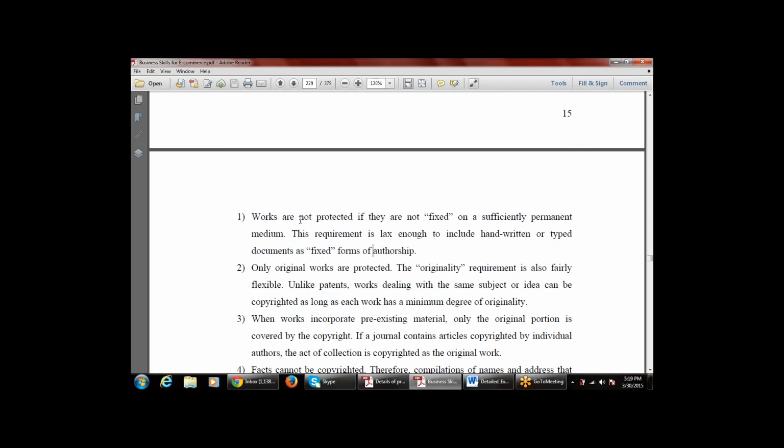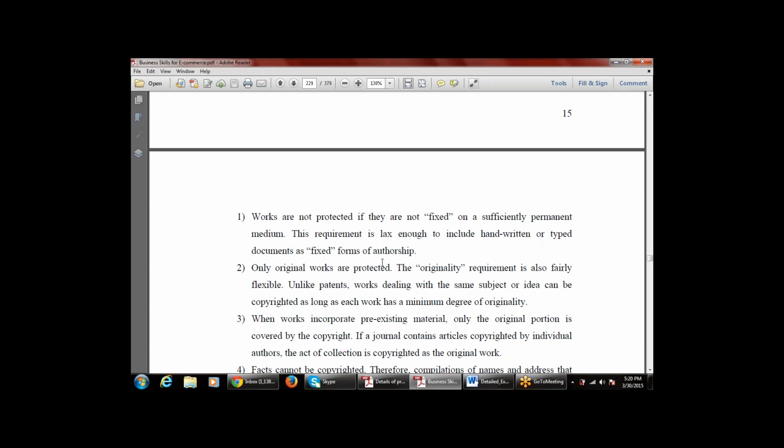The first point is that works are not protected if they are not fixed on a permanent medium. As I told you, the digital copyright is not applicable for an intangible work. It applies only to work fixed on a particular or permanent medium. This requirement is lax enough to include handwritten or typed documents as a fixed form of authorship. So if anyone has written something on paper, that is also applicable for the digital copyright. But if a work is not fixed on a medium, it is not applicable for the digital copyrights.